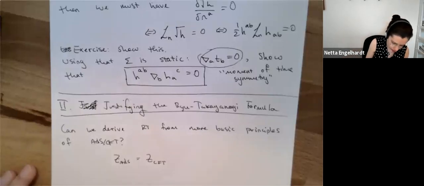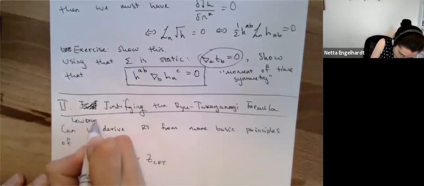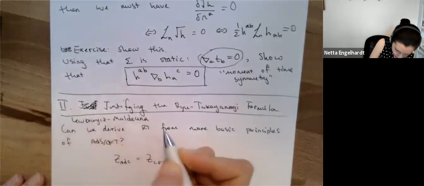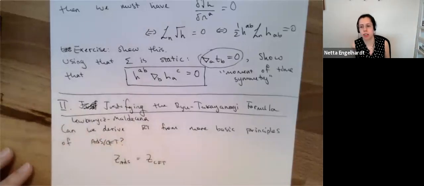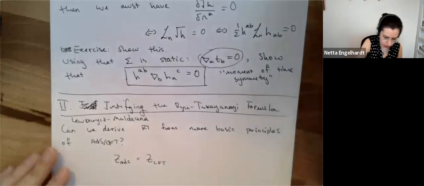This is an argument due to Lewkowycz and Maldacena. It has been generalized beyond the static classical case to include all kinds of corrections, to include dynamics. I'm not going to talk about those more general cases. I just want to give you a flavor of how the argument is supposed to work, and for that, we can just work in this static classical case. So how does the argument work?